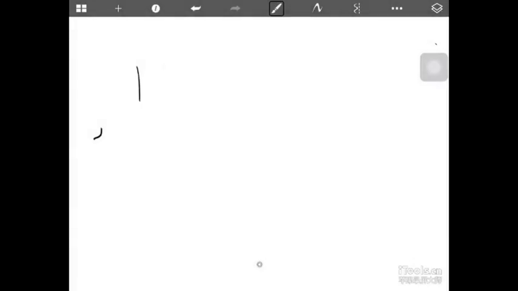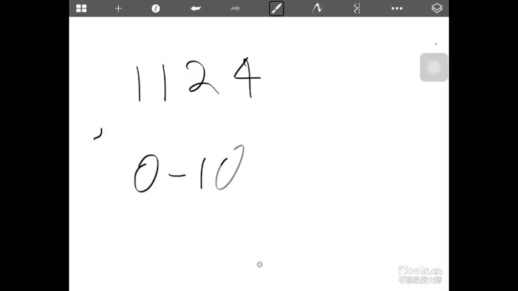Today I'm going to teach you guys what the rules of divisibility are. What this means is, if we have a number, we have to figure out if this number is divisible evenly by the numbers 1 to 10.